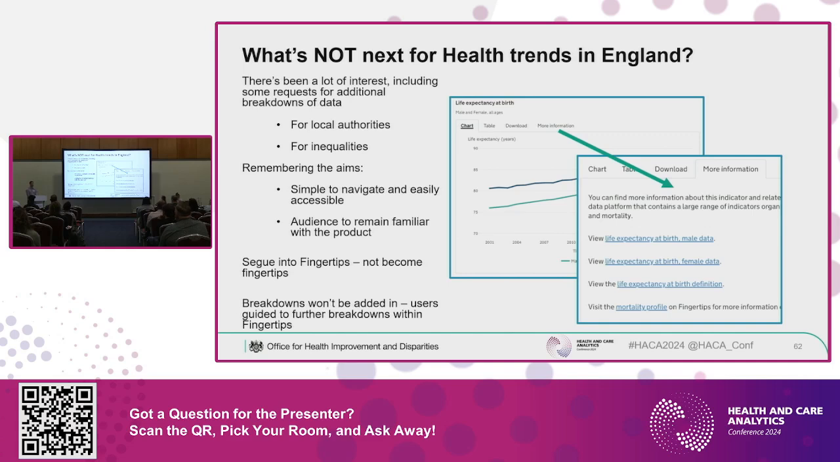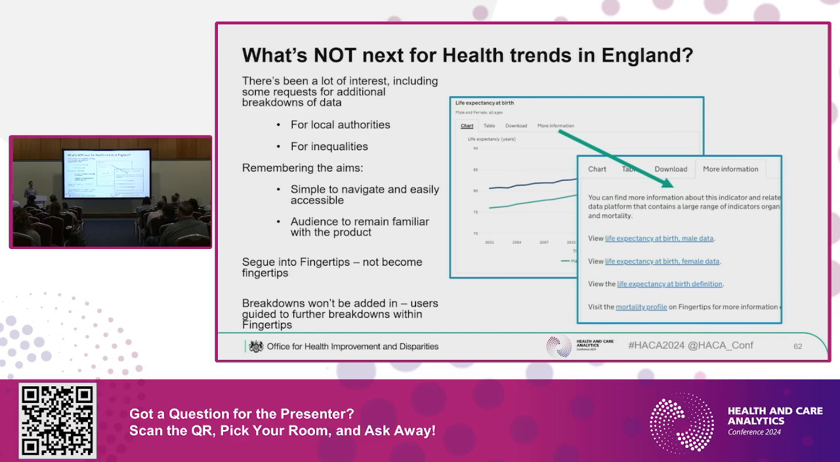Obviously, it's quite expected that lots of people say, can we have this for our local area, our local authority, ICB, etc.? Can we have it showing more inequalities information? I think we had two aspects to how we considered those requests. We wanted to make sure we didn't lose the simplicity of navigation of the product that we've created. We want the audience to remain engaged and getting to the information they want easily, and not really wanting to have it recreate Fingertips.